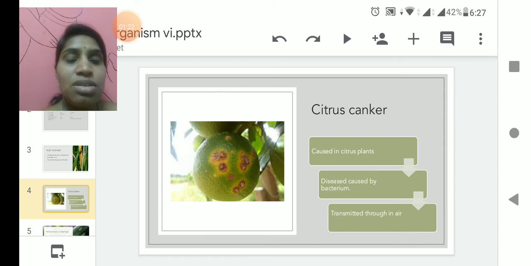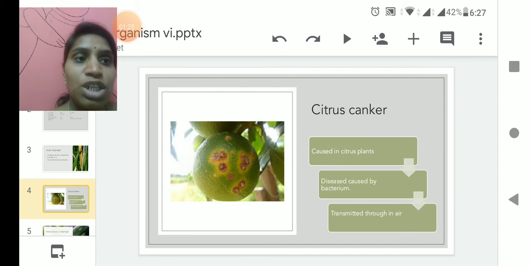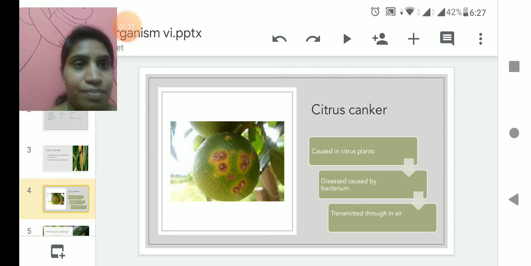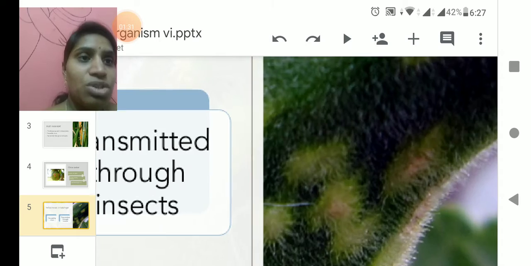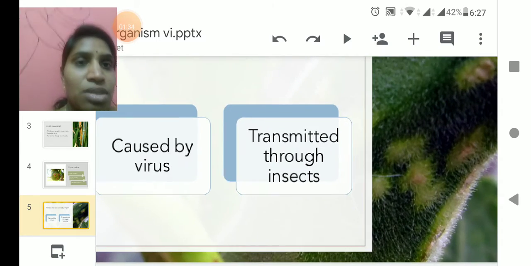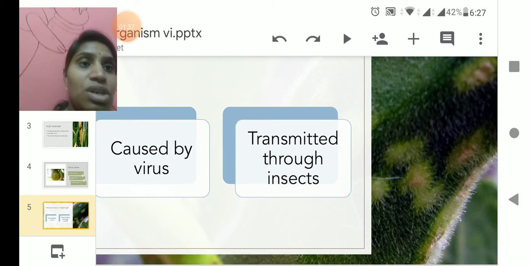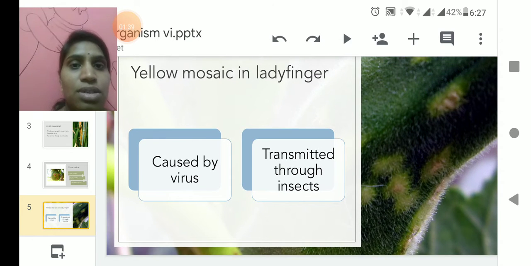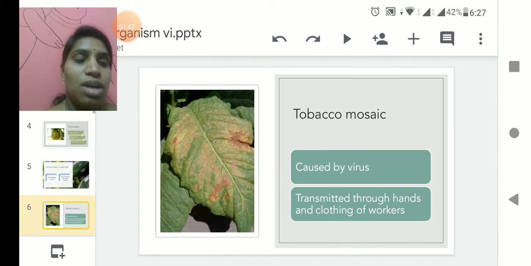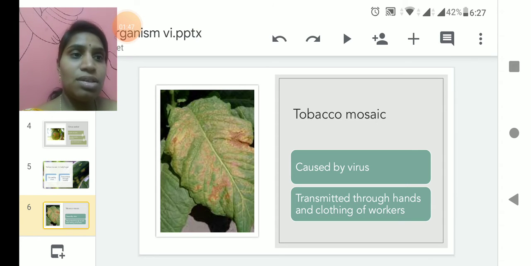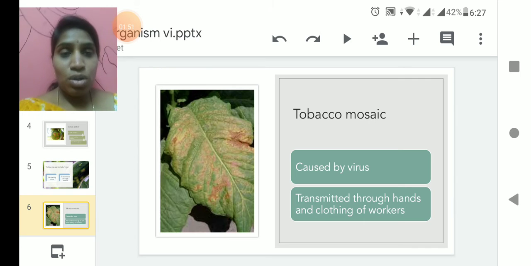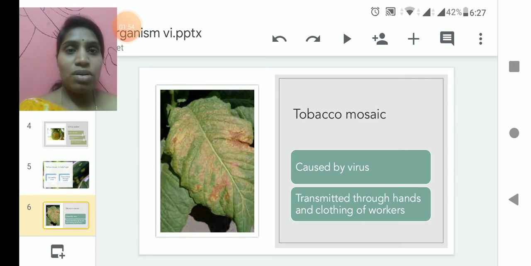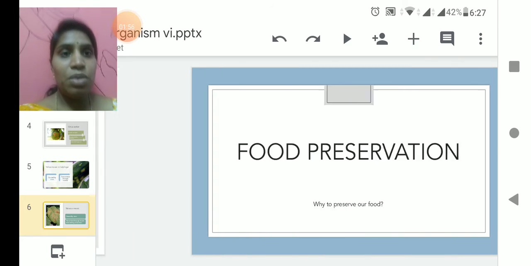This disease is caused by a bacterium, and it is transmitted through the air. And yellow mosaic in ladyfinger, you can see the picture I have shown you, right? This is caused by a virus and transmitted through insects, children. And tobacco mosaic is caused by a virus and transmitted through the hands and clothing of the workers, children. So when the workers who are working in that farm are infected, through them it will spread.